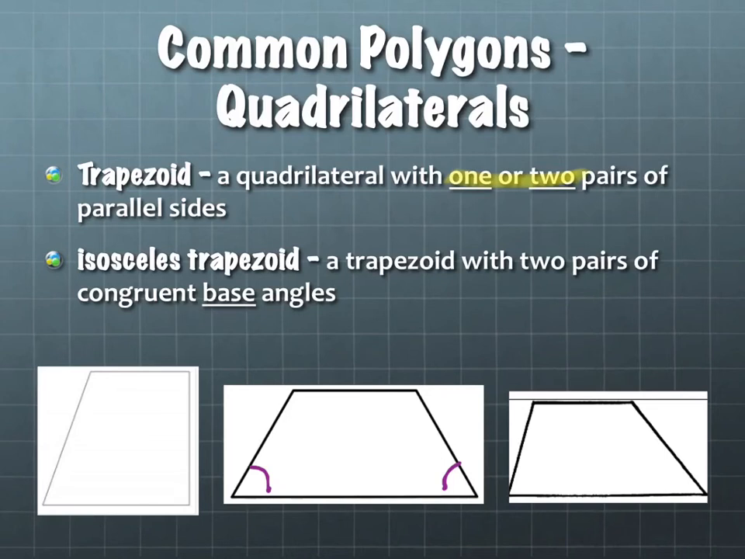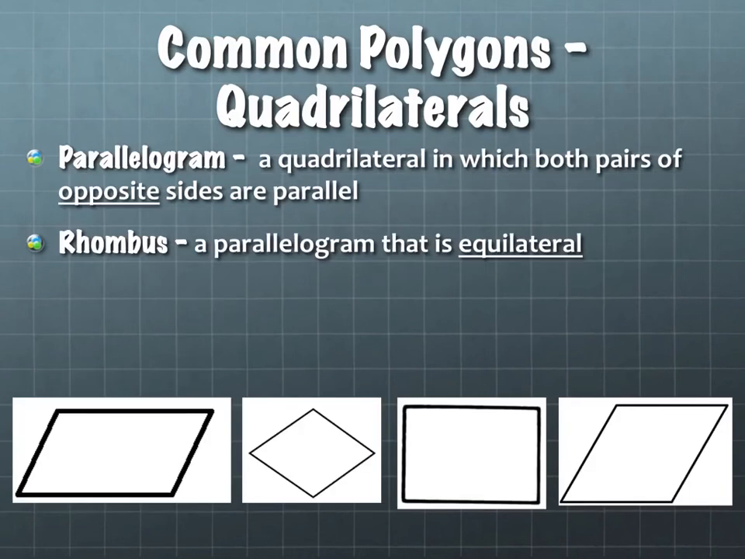Now, the reason that it's really not necessary to call something a trapezoid when it has two pair of parallel sides, as I mentioned before, is that it does have another name. If you do have two pair of parallel sides, it's actually a shape called a parallelogram. So a parallelogram is a quadrilateral in which both pairs of opposite sides are parallel.